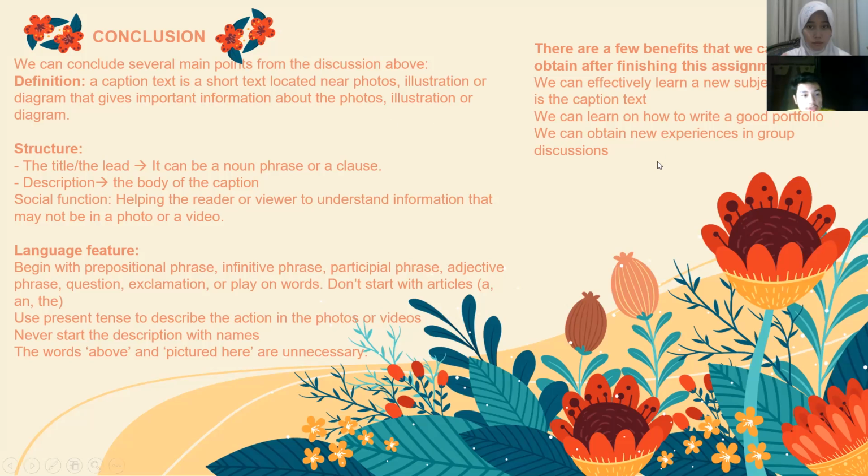And for the language features, it begins with prepositional phrase, infinitive phrase, participle phrase, adjective phrase, question, exclamation, or play on words. And it doesn't start with articles like a, and, or the. We use present tense to describe the action in the photos or videos, and we never start the description with names. The words above and pictured here are unnecessary.